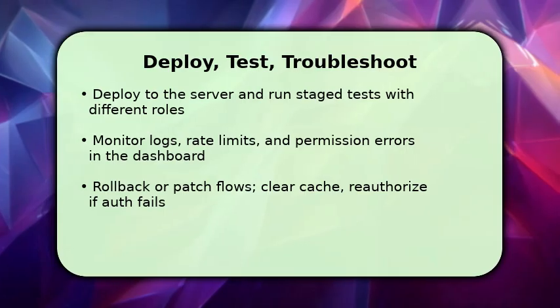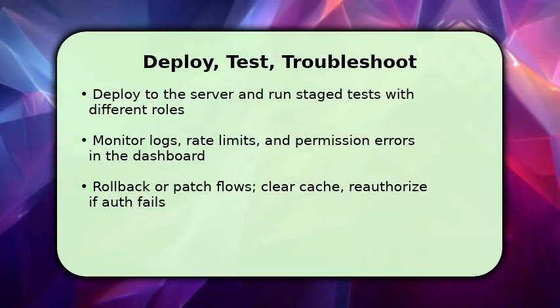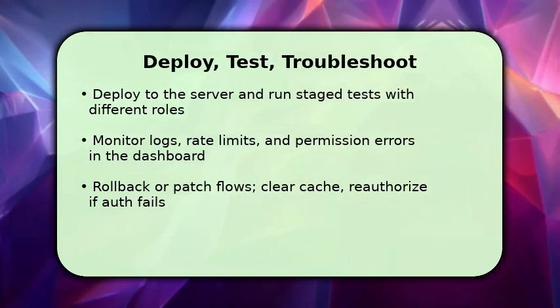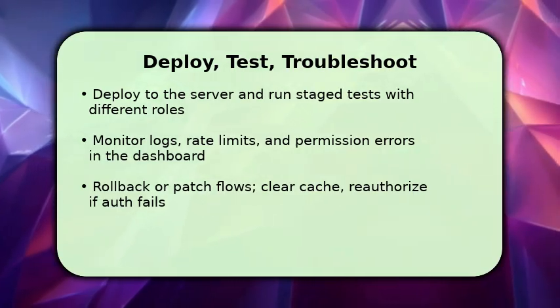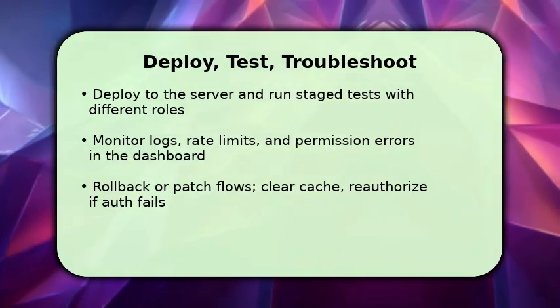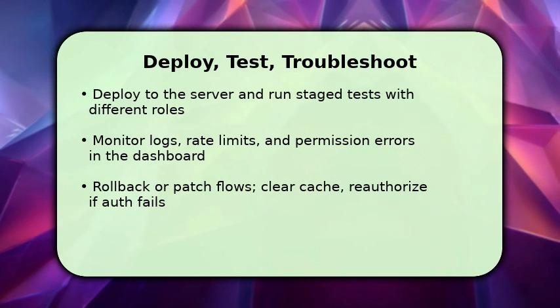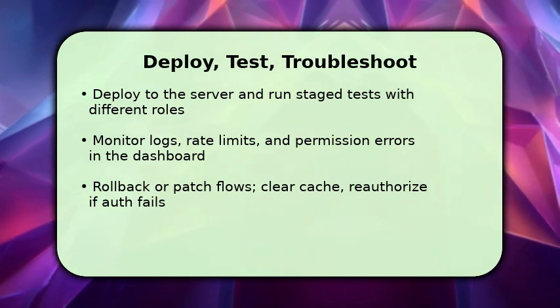If something stops working, first reauthorize the bot, clear platform cache, and check intents. As a final step, roll back to a known good version or patch the specific flow. If problems persist, inspect permission hierarchy and role overrides.